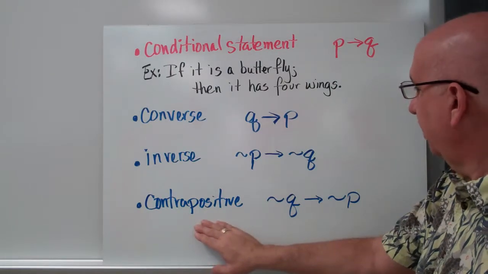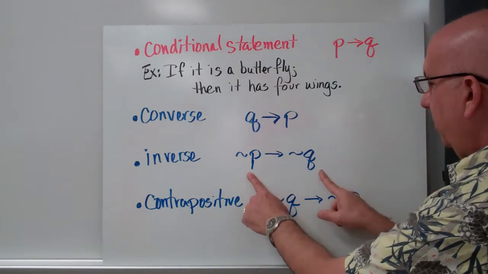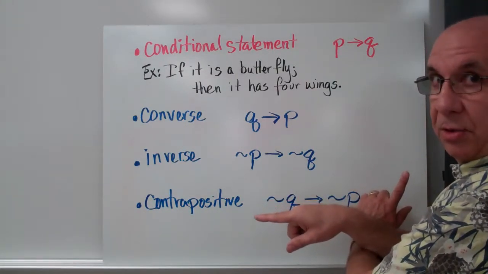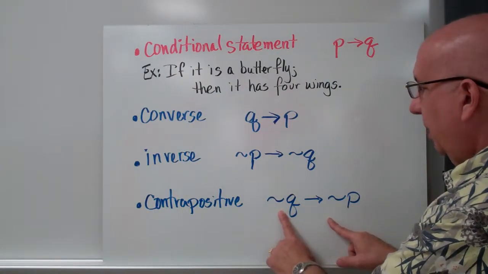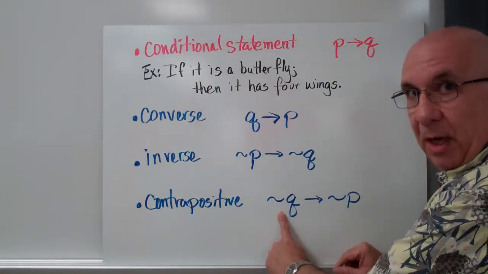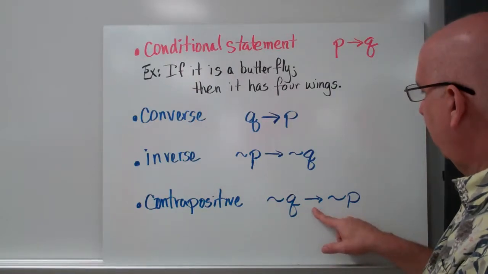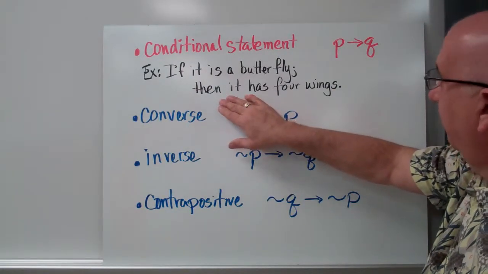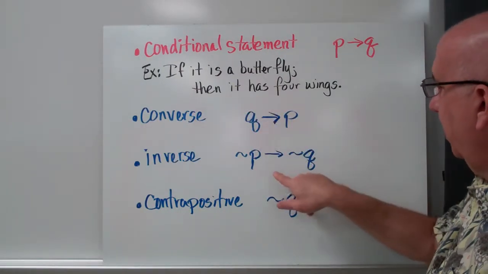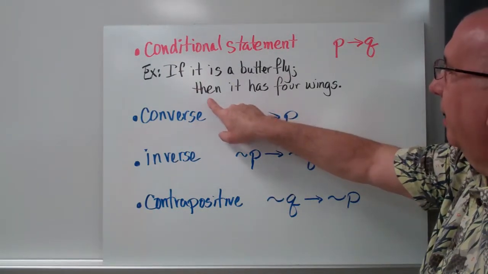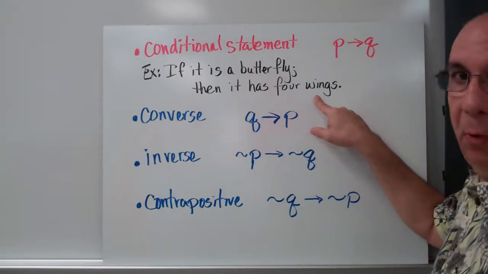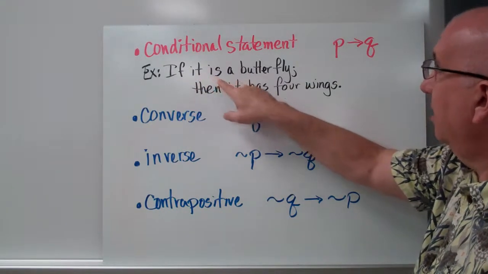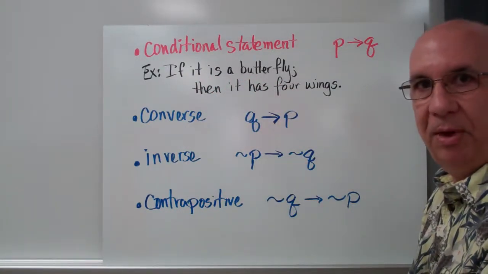The contrapositive takes the inverse and flips the P's and the Q's again. It's still nots. So this would be read, if not Q, then not P. If I use this, I reverse this, so it would be read, if it does not have 4 wings, then the insect is not a butterfly.